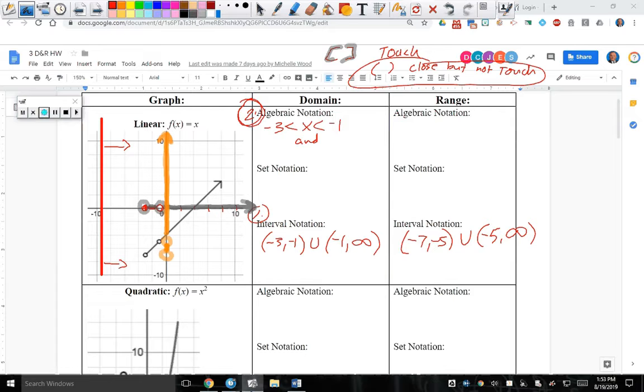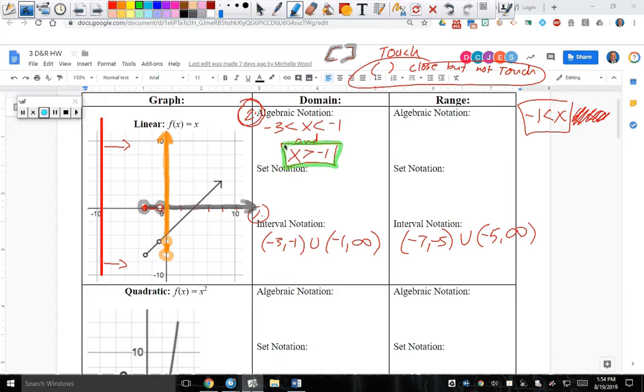Emily, -1 to infinity. How would I write this? X is greater than... Perfect. X is greater than -1. Some of you might have chosen to put -1 is less than x, and then you probably would have written less than infinity, and realized I don't need that. And yes, this would be the same as this. But again, I would prefer you write it like that.